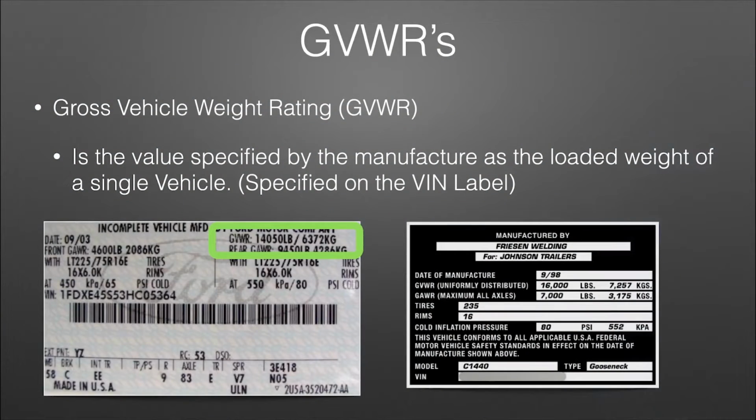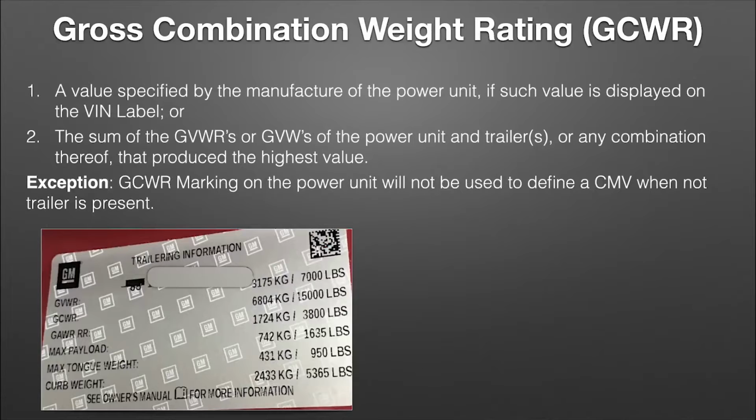Whereas this trailer that we have here, we look at the VIN plate. Now, VIN plates on trailers are typically on the tongue. If it's an enclosed box trailer, it could be on the left-hand side, but it'll be indicated in the gross vehicle weight rating right here of 16,000 pounds. Now, the next thing you have to determine is combination weight ratings.